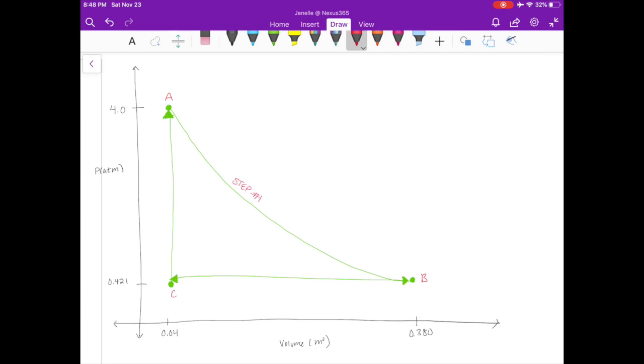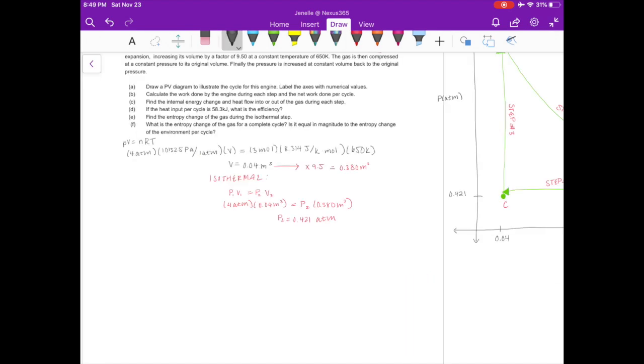So our first step is going to be the expansion of gas step. Our second step is going to be the compression step. And our third step is going to be the increase in pressure step. Our first task is complete. This is our PV diagram. Now let's move on to part B and C.